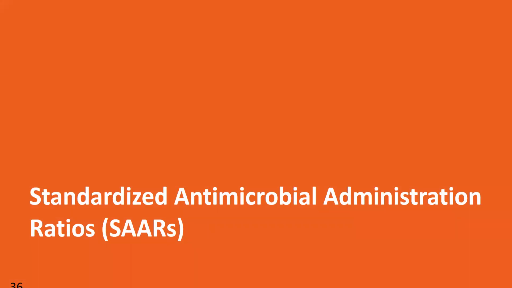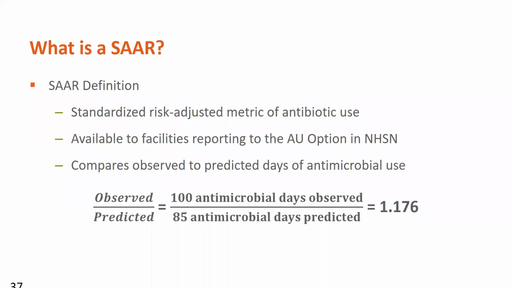Okay, so I wanted to spend the bulk of the time of analysis talking about the SARs, since those are potentially our most exciting output option available for the AR data. So what is a SAR? It's basically just the standardized risk-adjusted metric of antimicrobial use. For those of you that are familiar with the NHSN's SIR, or Standardized Infection Ratio, that's used for the HAI data, this is very similar.